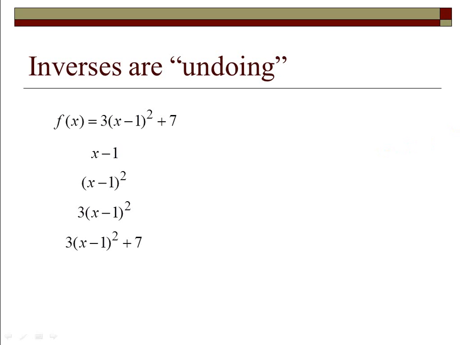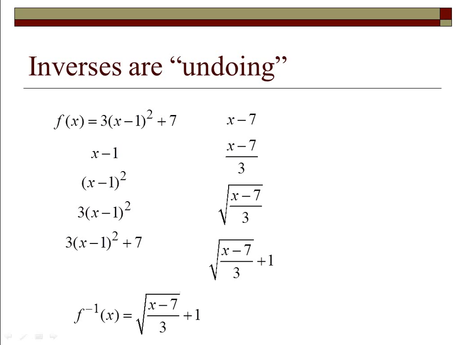So last thing I did was add 7. So the first thing I want to do to undo this equation is subtract 7. Then the next thing I did was multiply by 3. So that was the second to last thing I did. So I got to undo multiply by 3, so I divide by 3. Then the second step we did was squaring. So next thing I've got to undo is the square, so I take the square root. Then the very first step I did was subtract 1. So to undo subtract 1, I add 1. And that gives us our inverse.